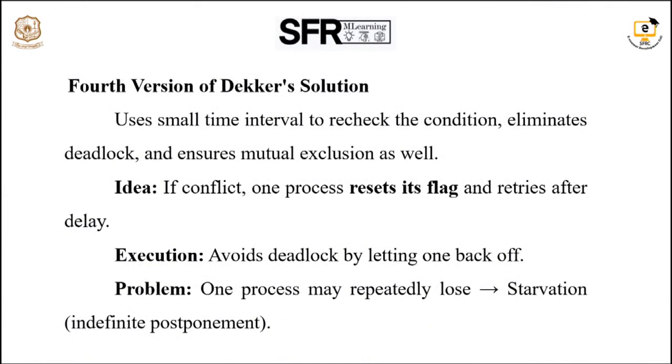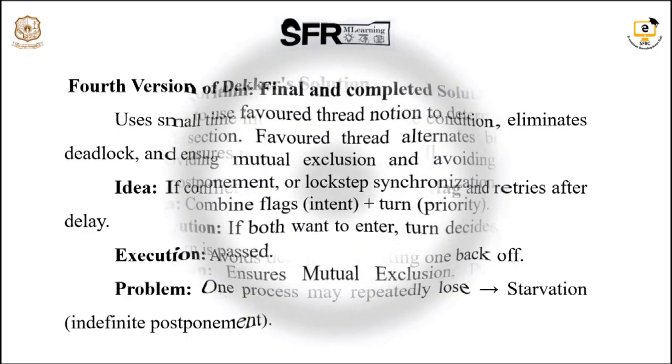And then the fourth version of the Dekker solution is here. The idea is to reset the flag on conflict, avoiding the deadlock by letting one process back off. The problem is that one process may repeatedly lose, which is the postponement problem. Postponement means a process is delayed indefinitely.